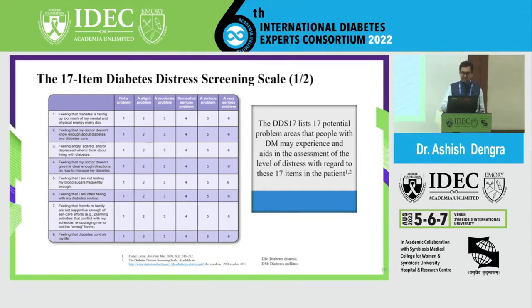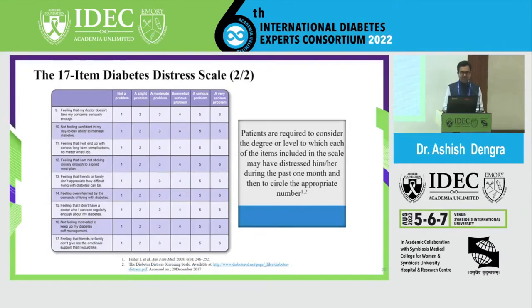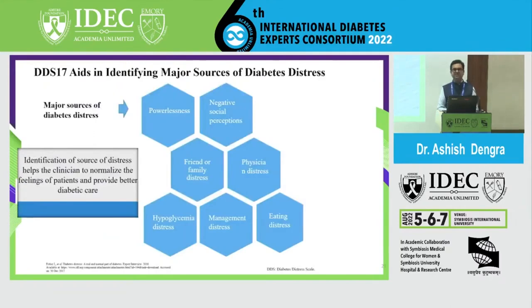So out of these 17 parameters, you can ask the patient one by one, and patients are required to consider the degree or level to which each of the items included in the scale may have distressed him or her during the past 1 month, and then to circle the appropriate number. So basically, this is a multidisciplinary approach therapy, or even for diagnosis and treatment also.